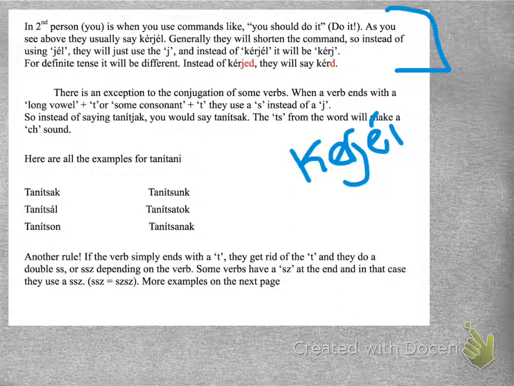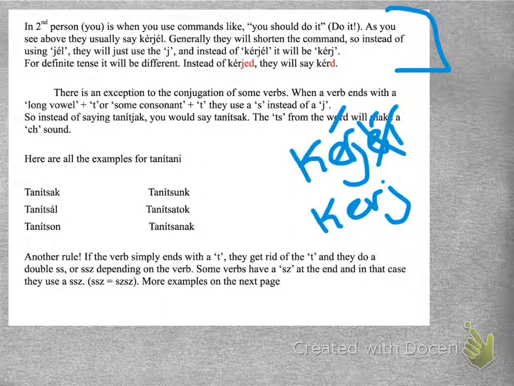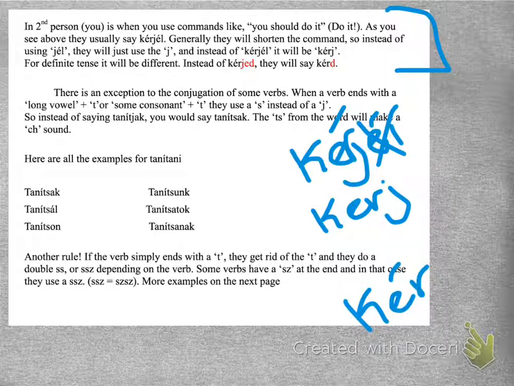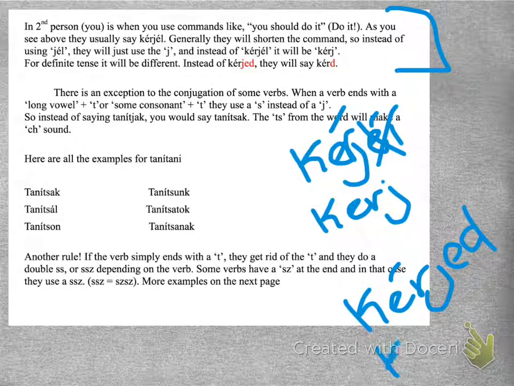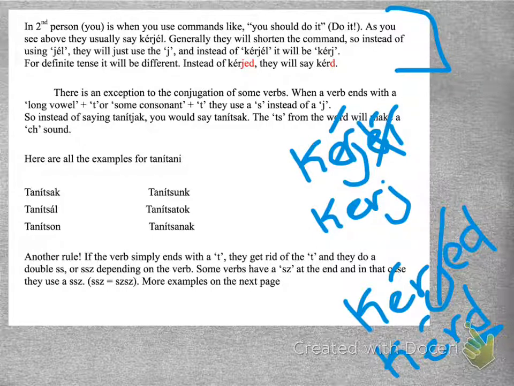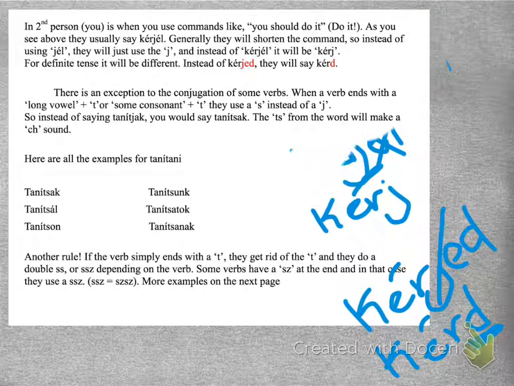But what they also will do sometimes is they'll just drop that EL or the AL depending on what vowel harmony you're using, and they'll just say quer, like that. So they just have a KERJ. Or in the definite, instead of saying queried, they'll just say querd. So in the indefinite, they drop the J and E and they use the D. So if you can remember, in the indefinite, use a J for a command or a D if you're using definite. But there's also another letter that they'll sometimes use, or another two letters, and it's with this other exception.